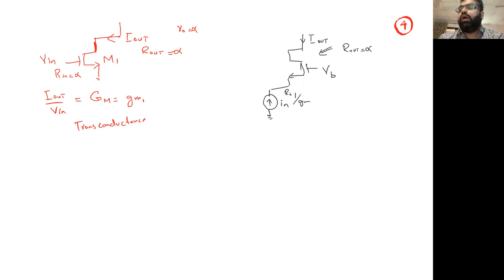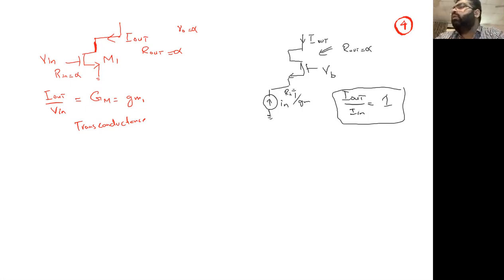Okay. And what about gain? I out by I in. The same I in is flowing through the source, the same will be in the drain. So the gain should be equal to 1. That's very interesting. We talk about current amplification, and the gain is 1. So what is the benefit?